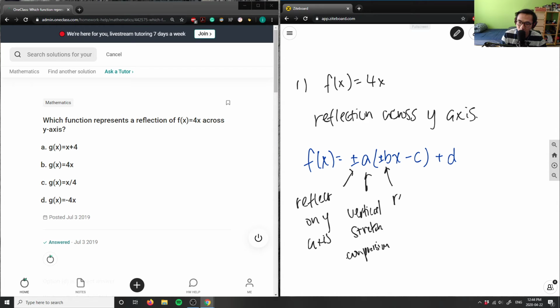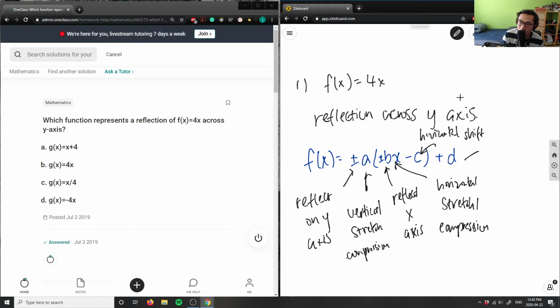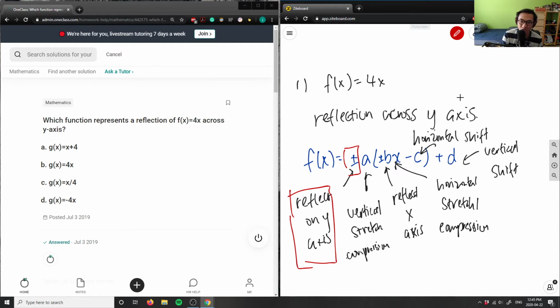The plus or minus here is a reflection along the x-axis. The b here represents the horizontal stretch or compression. The c here represents a horizontal shift. And then finally, the d here represents a vertical shift. So what we care about is the reflection across the y-axis, right? So if we care about the reflection along the y-axis, we care about this term here. So this plus or minus refers to the reflection along the y-axis.